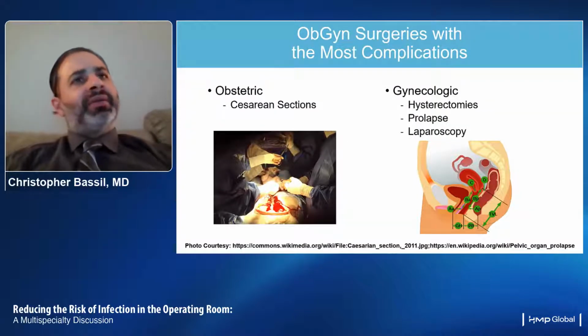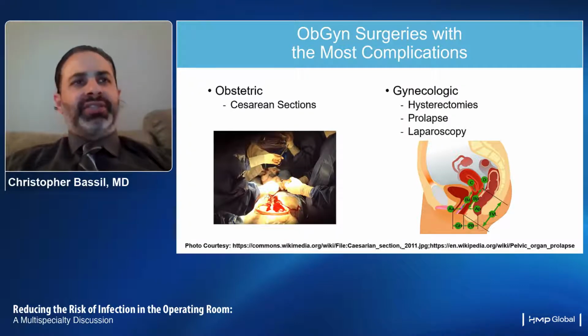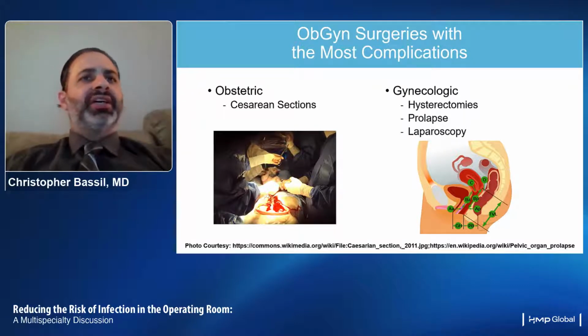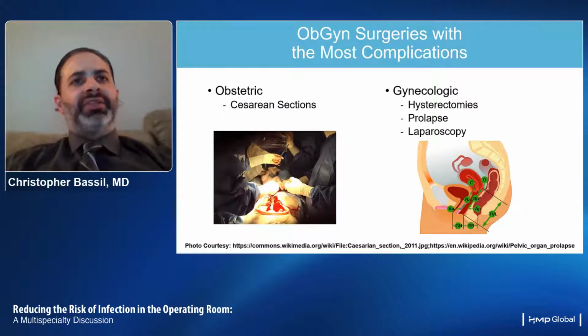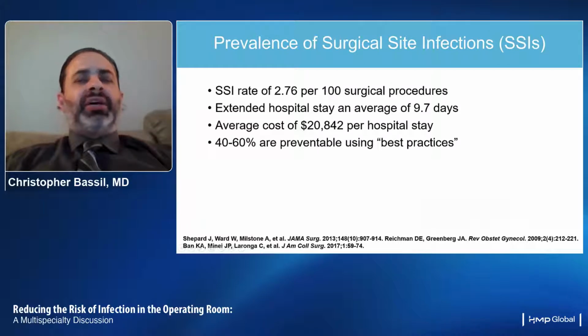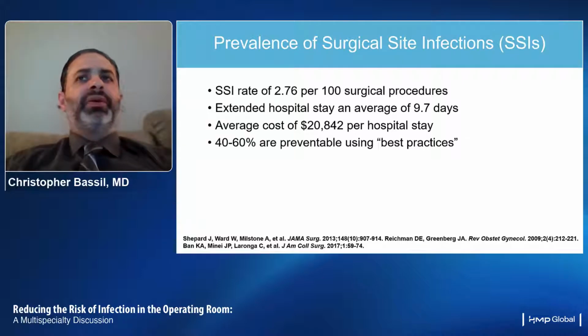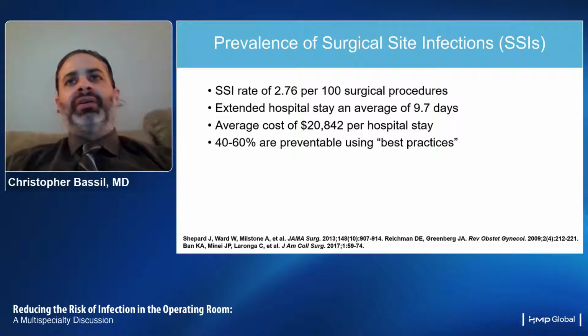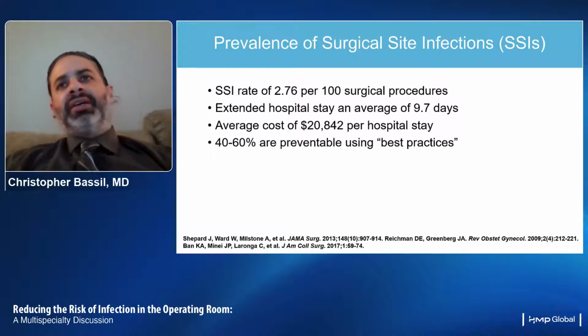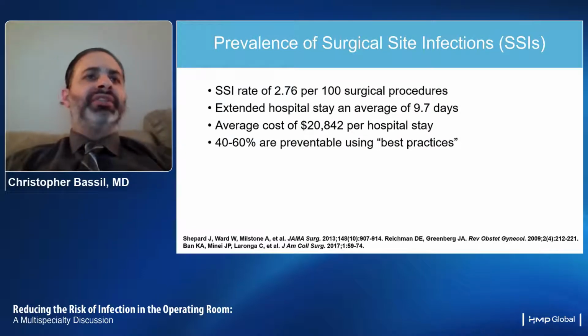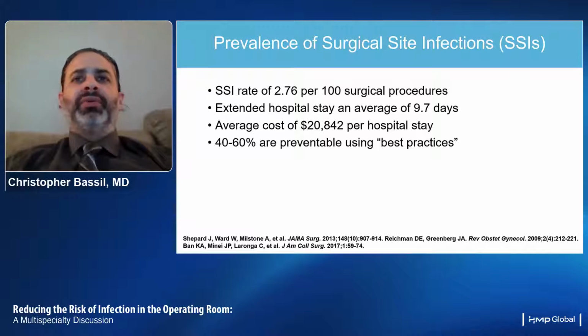In OBGYN, we see the most surgeries with complications. On the obstetric side, we see cesarean sections, and on the gynecologic side, we see the most complications with hysterectomies, prolapse procedures, and laparoscopies. A study done at Johns Hopkins over a 3-year period showed that the surgical site infection rate was about 2.76 per 100 procedures. That resulted in an average extended hospital stay of 9.7 days, with a cost of a little above $20,000. In their studies, they concluded that 40 to 60% of these are preventable based on what we call surgical best practices.